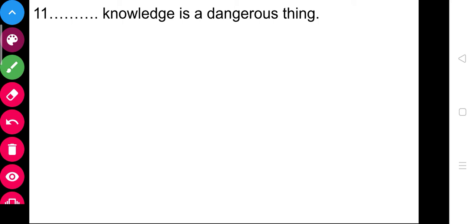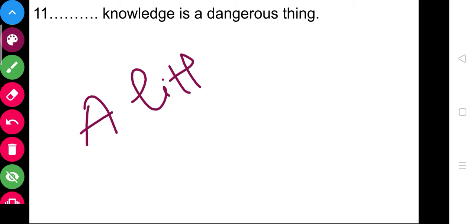So here we can simply use a little knowledge. Very easy, because it is used often in many cases. A little knowledge is a dangerous thing. It's a proverb, it's a saying also. So it is very dangerous to know a little. We should know everything, because a little knowledge can make you suspicious, can make you not believe in something. So you should have thorough knowledge of that thing. So a little knowledge is a dangerous thing is clear, I feel.